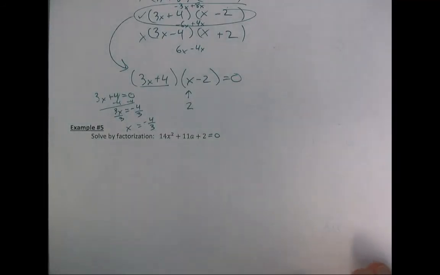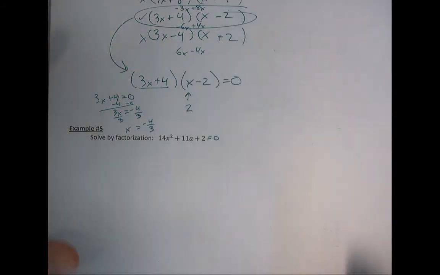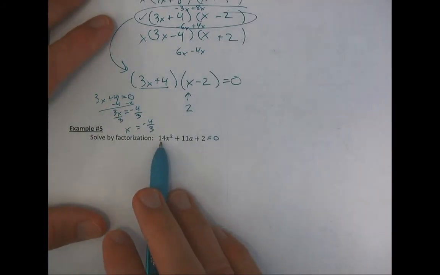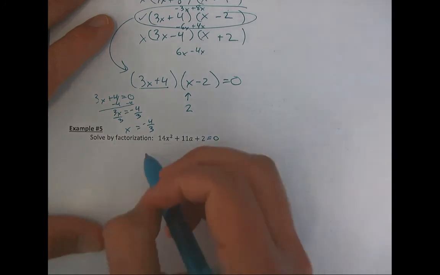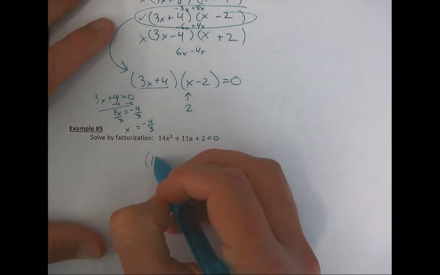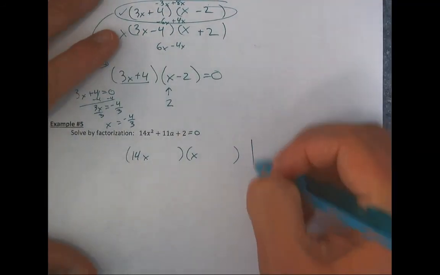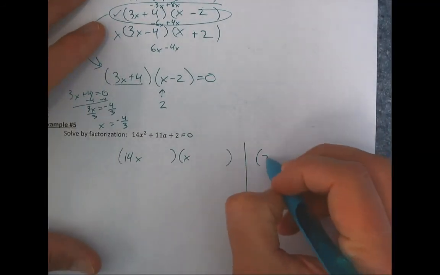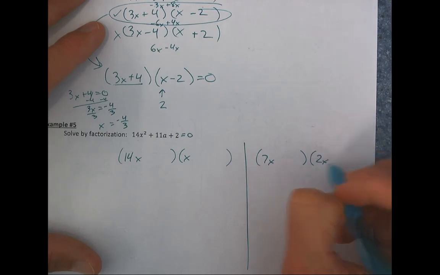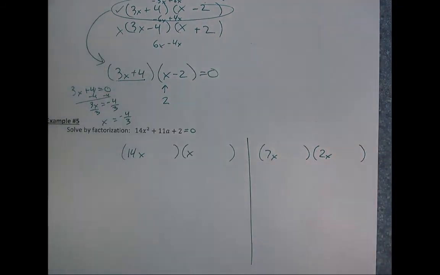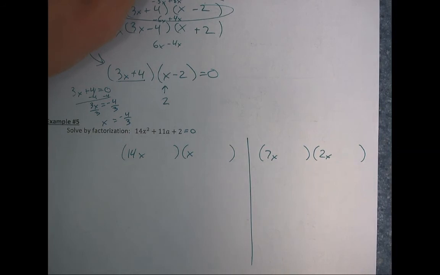Okay, last one, number 5. This one can be a little complicated because we've got the 14 up front, and we know more than one way to get a 14. It could be a 14 and a 1, but it also could be a 7 and a 2. So we're going to have to make our list here and try and figure it out.